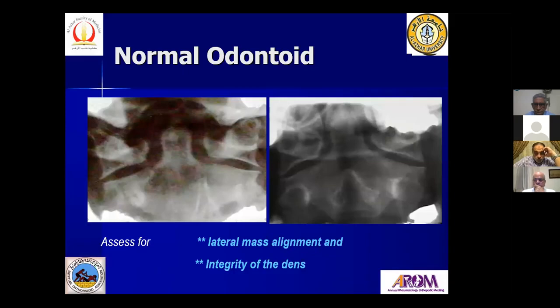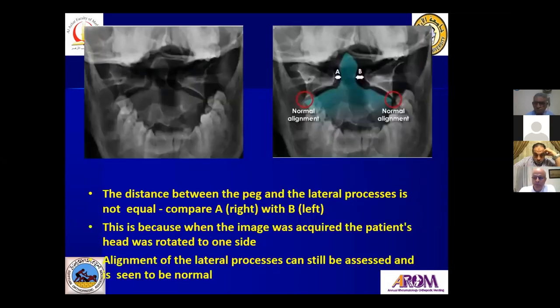And when you're looking for this, look for the lateral mass alignment. It has to be similar on each side, and the integrity of the dens. From this view, you are looking for the lateral mass alignment, if there is a mismatch or displacement, and the integrity of the dens, whether there is a fracture or not. This is the normal X-ray of the transoral views, what we call the odontoid views.